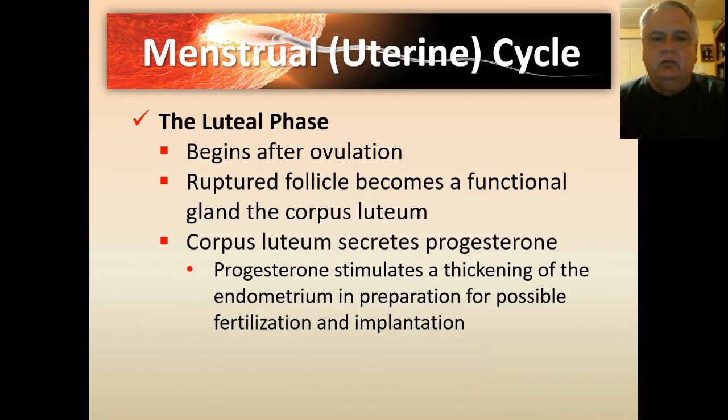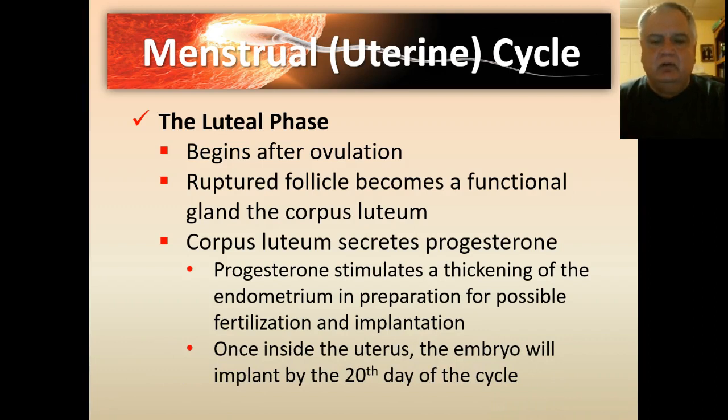Once the progesterone is released, it stimulates a thickening of the endometrium. This is what causes the endometrium to become much thicker and much more plush. That happens because the egg has been ovulated, there's a potential for fertilization to occur, and if it does, we want that newly fertilized egg to be able to implant or attach to the endometrium. The egg cannot attach to the endometrium unless it is in this thick, plush stage.